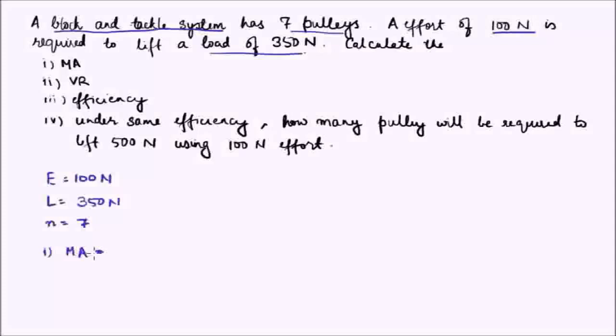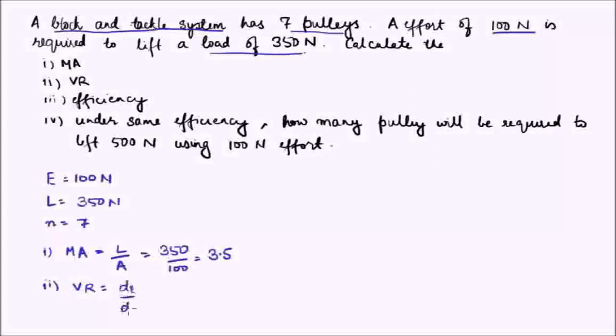The mechanical advantage we know is the load upon effort. This is the fundamental definition. So from there we will calculate, and we find out that the mechanical advantage is 350 Newton upon 100 Newton, and that turns out to be 3.5. So we get the first part of the question. Now the second part of the question asks us to find the velocity ratio.